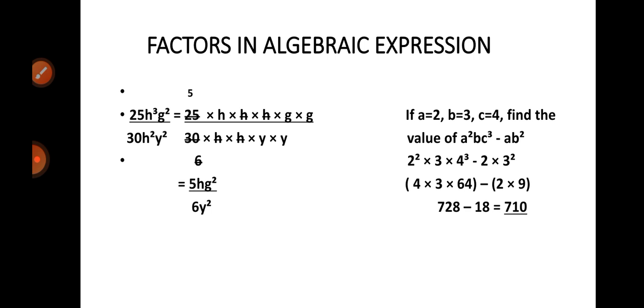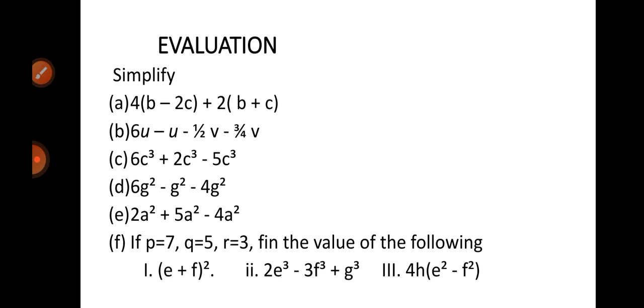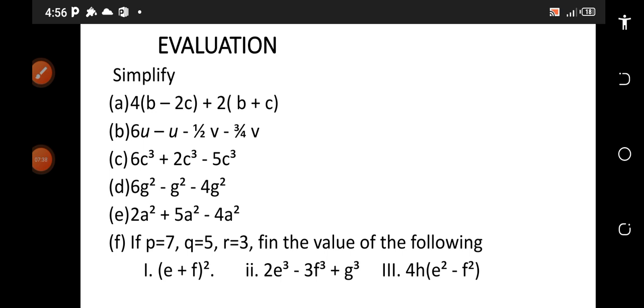As simple as anything. So right from this, let's see what we can do as our evaluation questions. Simplify 4(b minus 2c) plus 2(b plus c). The second one says 6u minus half v minus 3 over 4 v. The third one says 6c cubed plus 2c cubed minus 5c cubed. The fourth one says 6g squared minus g squared minus 4g squared. The fifth one says 2a squared plus 5a squared minus 4a squared.